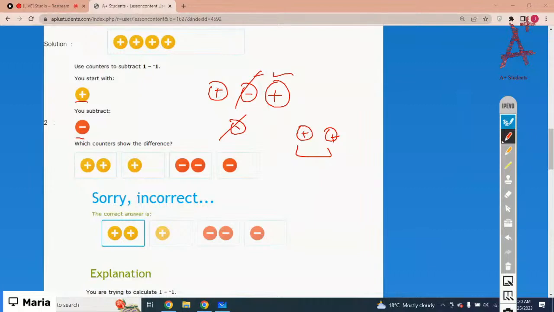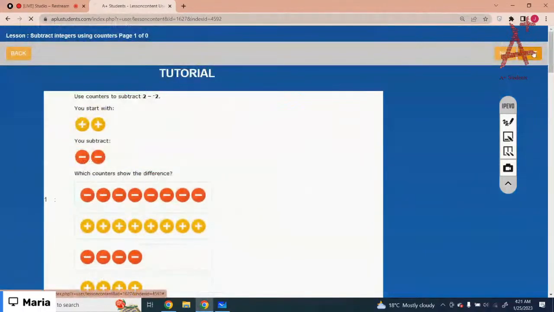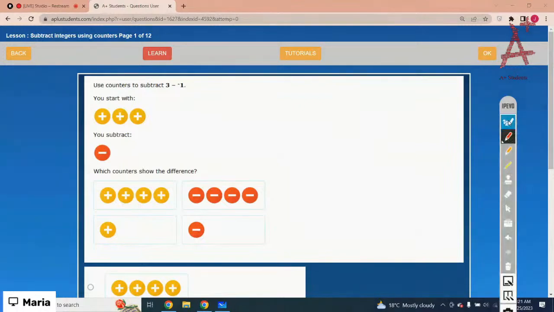Okay, let's just start with the test questions so that we can do practice questions. Okay, use counters to do 3 minus minus 1. Got it? So you have to do 3 minus minus 1. So here you don't have any negative counter. Got it?